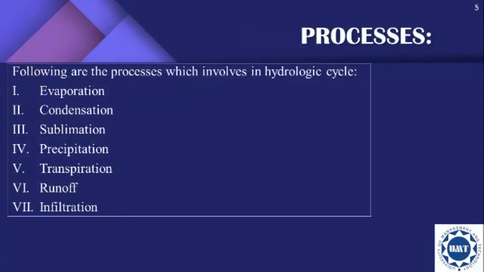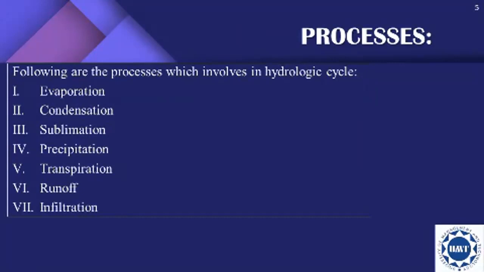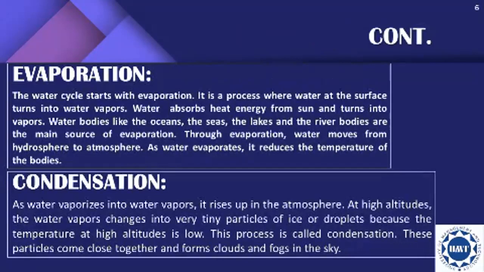So here are the processes involved in hydrologic cycle: evaporation, condensation, sublimation, precipitation, transpiration, runoff, and infiltration. So the first process is evaporation. The water cycle starts with evaporation.